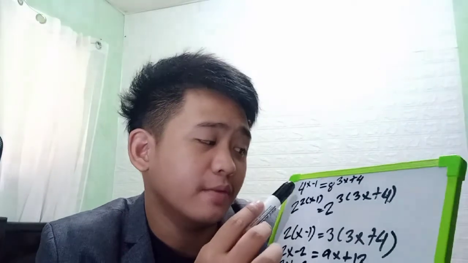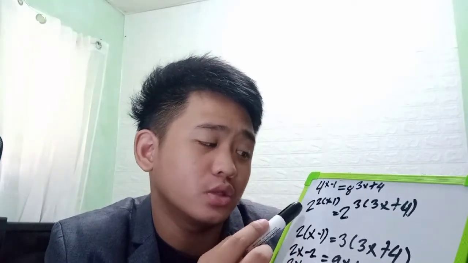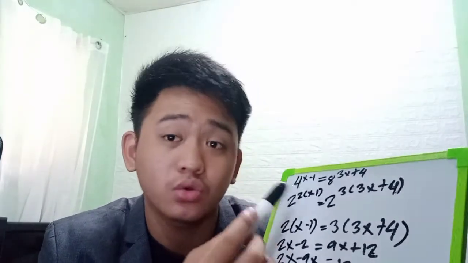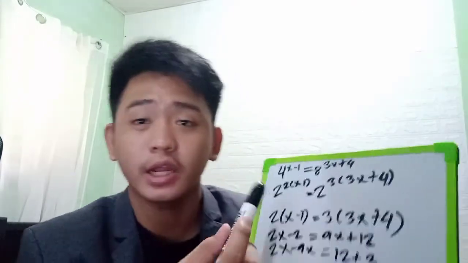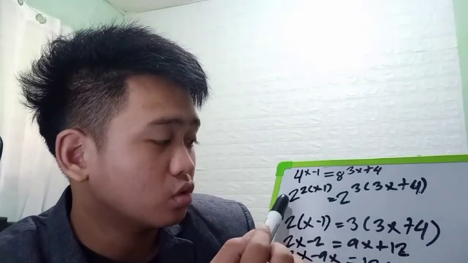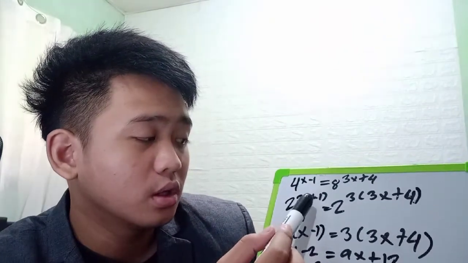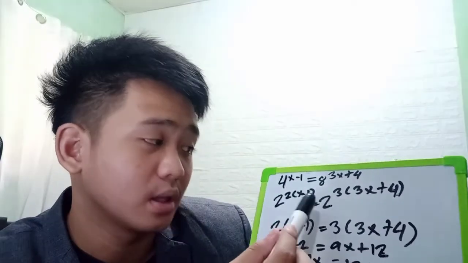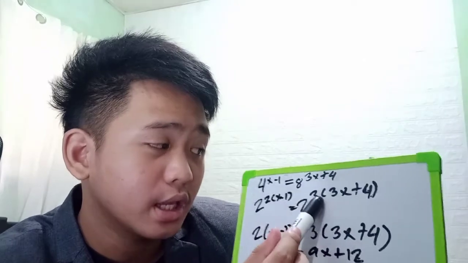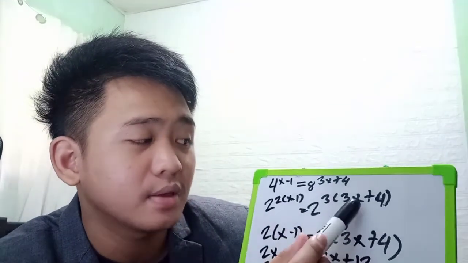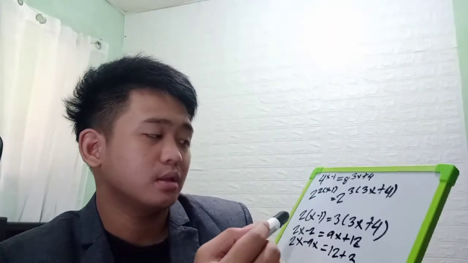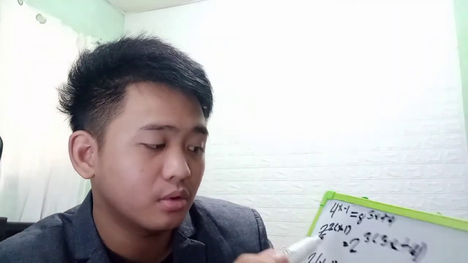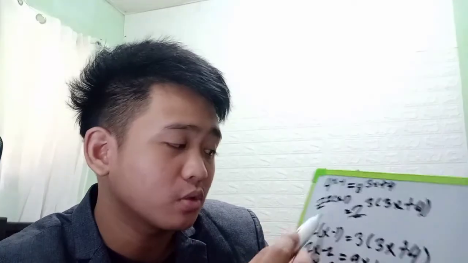The base of 4 is 2 raised to 2, and 8 is 2 raised to 3. So we rewrite it as 2 raised to 2 times x minus 1 equals 2 raised to 3 times 3x plus 4. The next step is to cancel both bases and bring down the exponents.